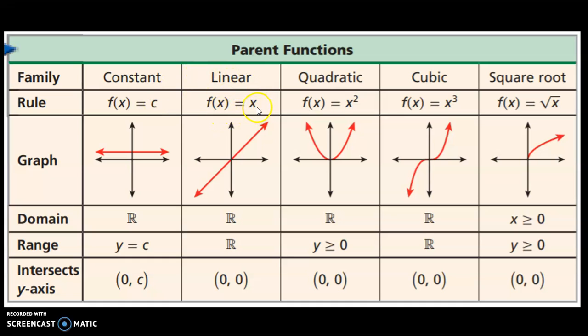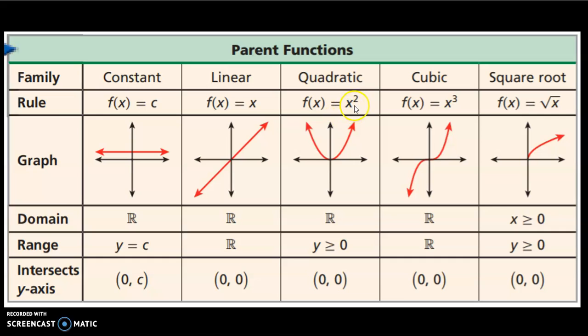Linear is f of x equals x. This is where you have x to the first power. It graphs as a diagonal line. It can be going upward, it can be going downward, but it would graph as a diagonal line. Domain is all real numbers, range is all real numbers, and it intersects the y-axis at 0, 0.